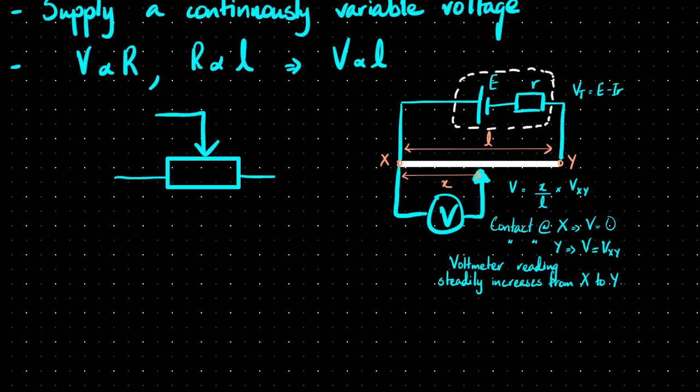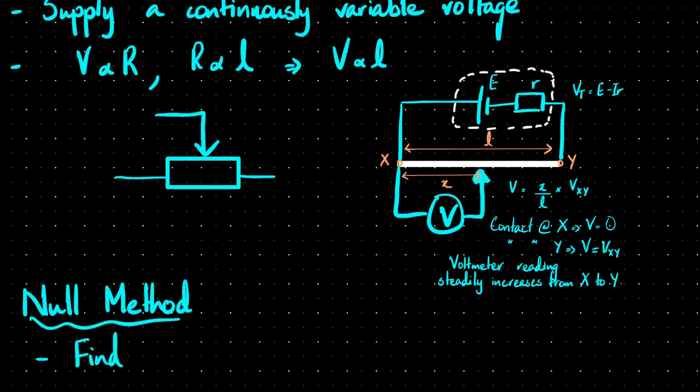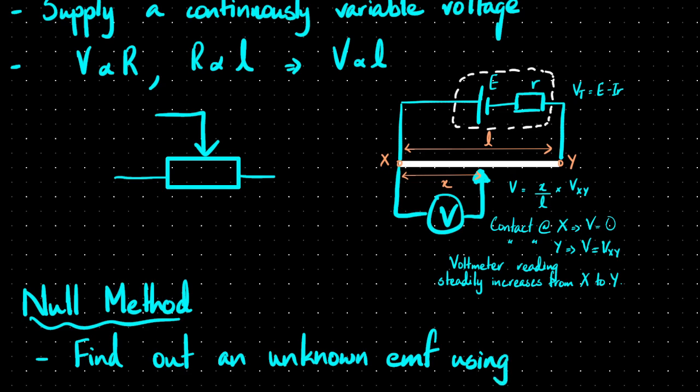you will see will be in the context of something we call null methods. So how can we use a potentiometer to figure out an unknown EMF? Right, so finding out an unknown EMF using a potentiometer. This is what the majority of questions related to potentiometers are on in your exams. And for finding this unknown EMF, you need to have a known EMF.